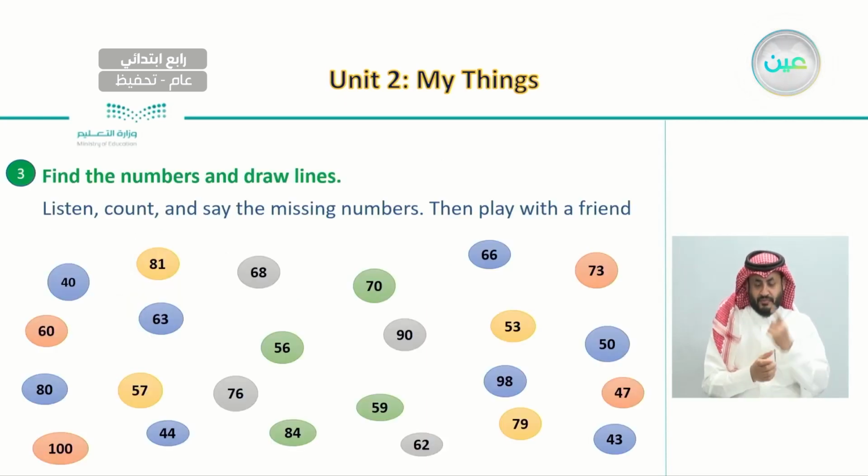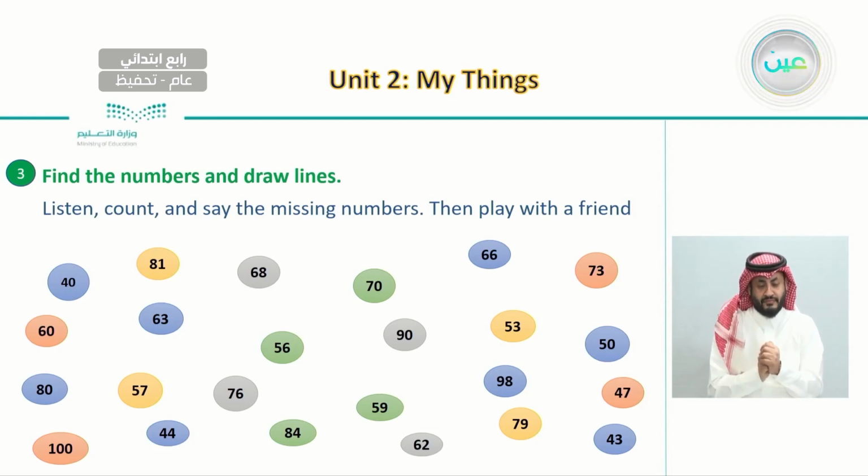So the first exercise that we have for our lesson is I would like you to find the numbers and draw lines. So what we're going to do here is that we're going to listen and count and say the missing number. So this is a game where we can read all the numbers we can see here: 40, 60, 80, 81, 63, 57, up to 100.